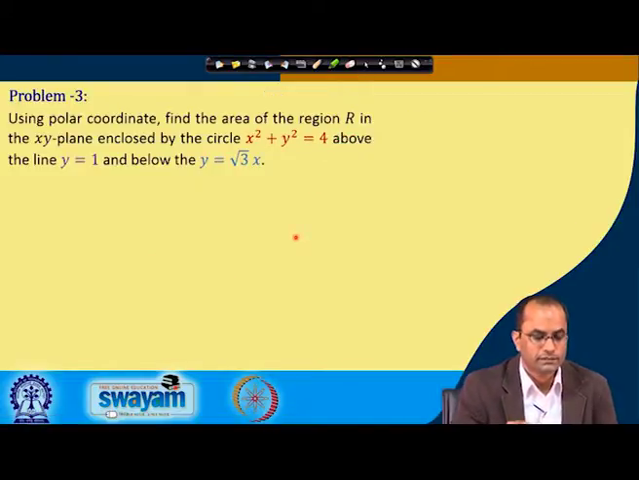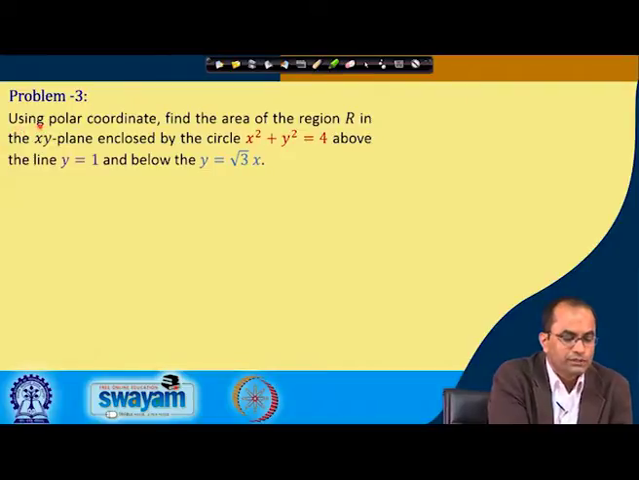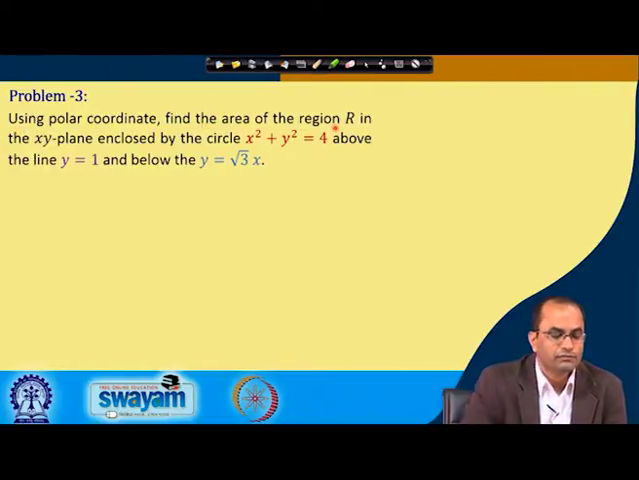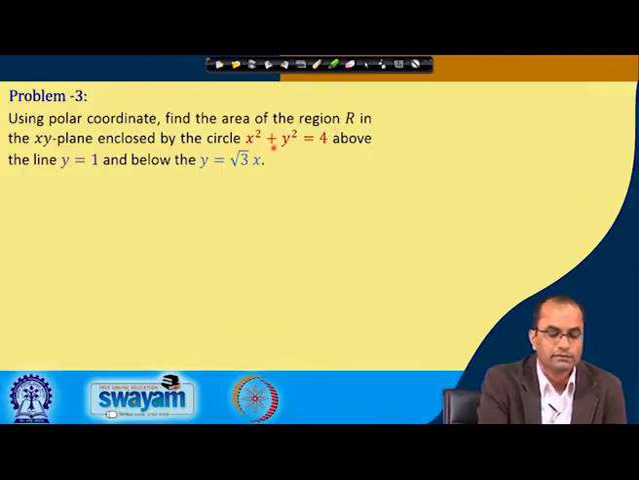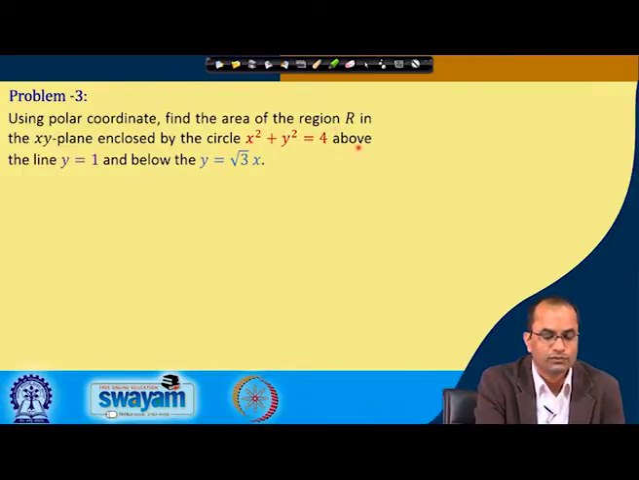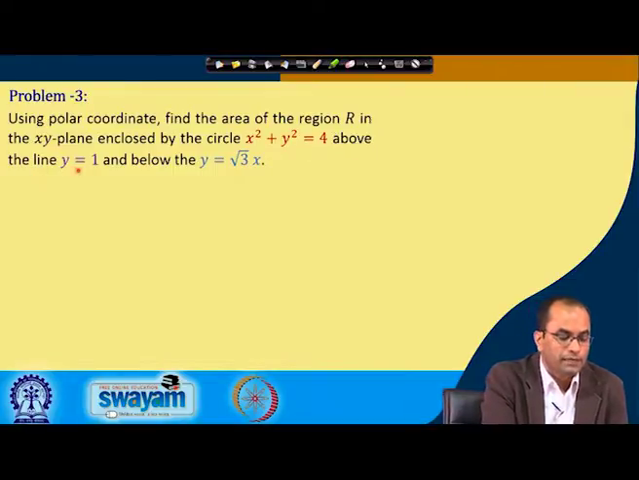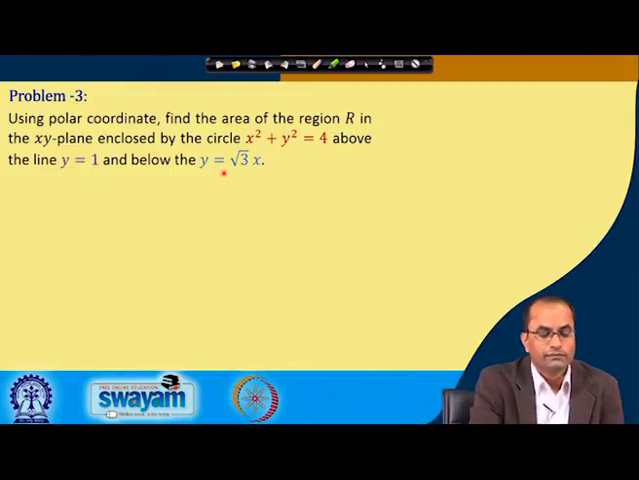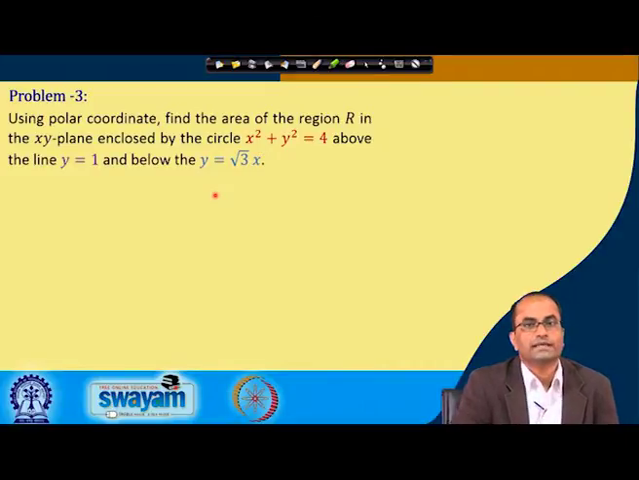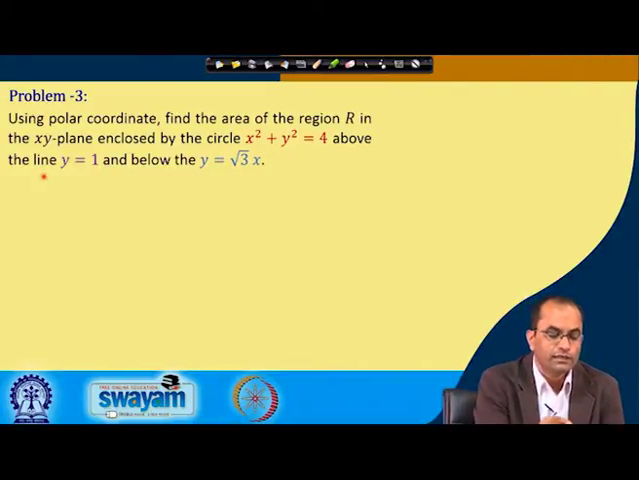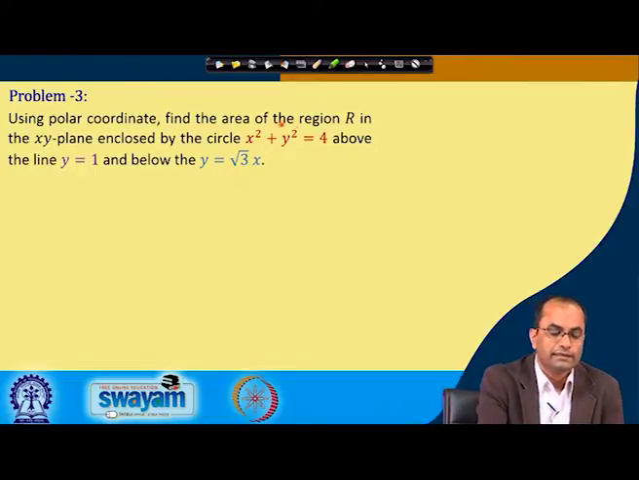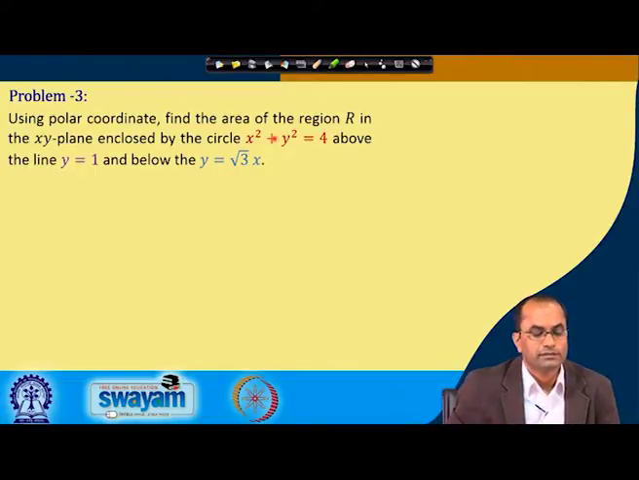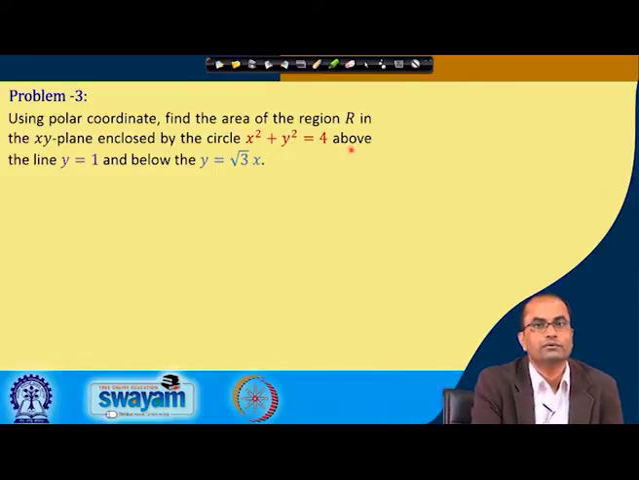So, coming to the next problem, problem number 3. Using the polar coordinate, we will find the area of the region R in the xy plane enclosed by the circle x square plus y square is equal to 4, above the line y is equal to 1 and below the line y is equal to square root 3 x. So, we have two lines, y is equal to 1 and y is equal to square root 3 x, and then the circle x square plus y square is equal to 4.